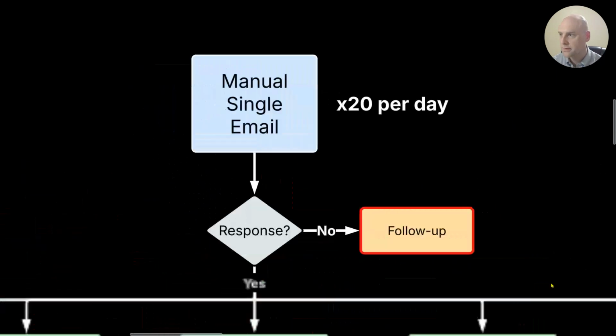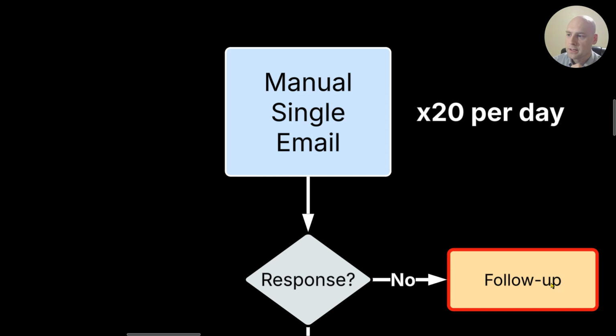So let's just dive in on the old way here, where you're sending manual emails. I'm using here as an example, maybe you're sending 20 emails per day, so that's 100 emails per week to new prospects. And if you don't get a response within a reasonable amount of time, and a reasonable amount of time here just means maybe 2 to 3 days, you want to follow up with the prospect, because maybe when you sent the first message they were busy, or maybe they read your message but they got distracted.